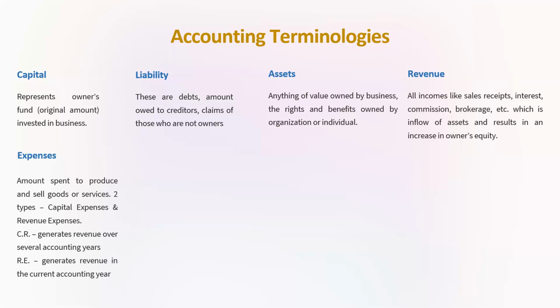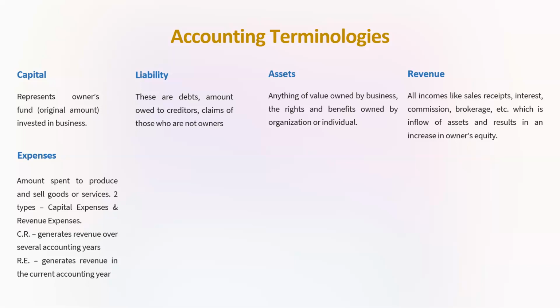And then we have expenses. Expenses are all that the company spends, especially for the purchase of goods for resale activity, or whatever goes out of the company, or whatever the company is liable to pay to other parties. That comes under expenses. You have two different types of expenses: capital expenses and revenue expenses.